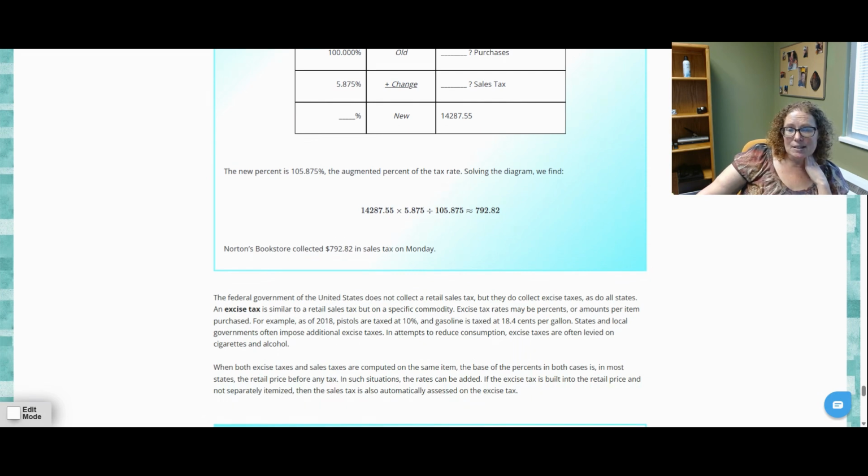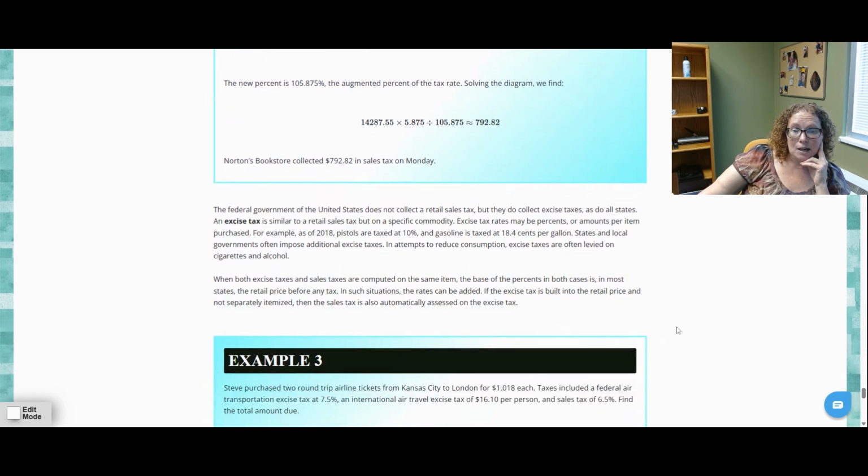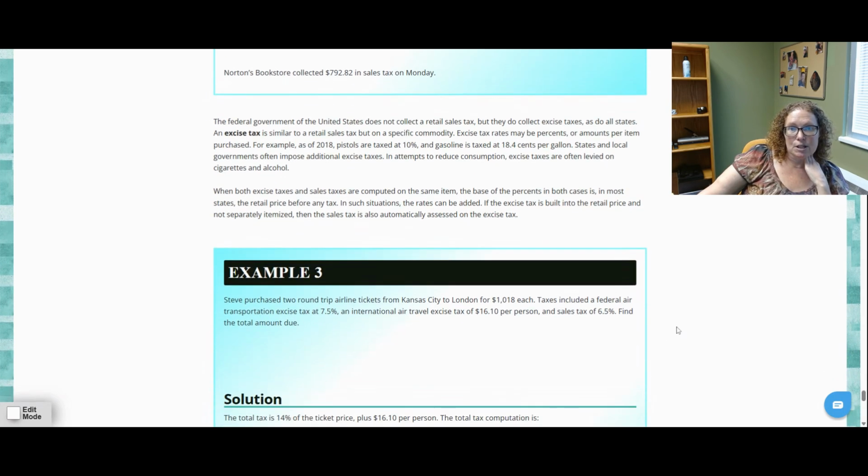We also have excise taxes on some items. Fuel has excise taxes. For example, in 2018, pistols were taxed at 10%, gasoline at 18.4 cents per gallon. So it just depends. A lot of times the different governments will, in an attempt to reduce consumption, provide excise taxes on cigarettes and alcohol.